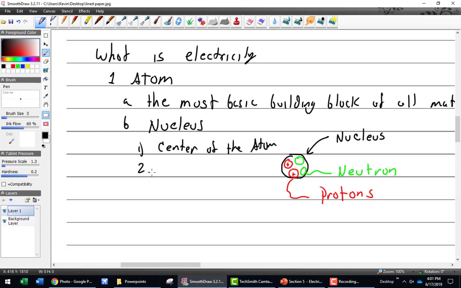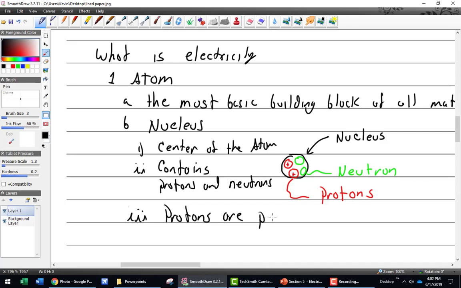And let me see what else. It contains protons and neutrons. And protons are positively charged.